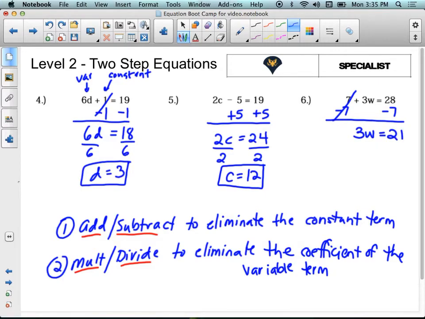Now I want to multiply or divide to eliminate the coefficient of that variable term. I want to eliminate the 3. I'm going to divide by 3. And I will get w equals 7.